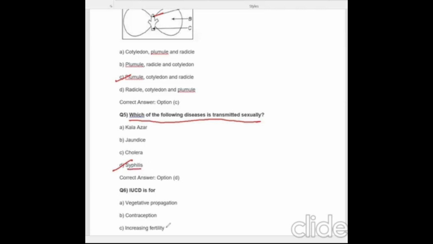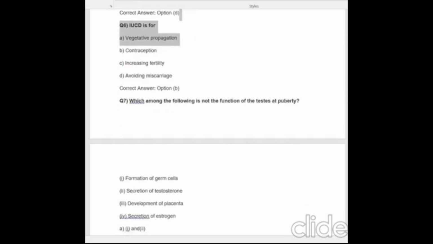Okay. Next, IUCD stands for. So that is the B option, intrauterine devices for contraception. Okay, these are known as IUCDs for contraception. So you are using intrauterine contraceptive devices, like copper T, which are inserted into the uterus. You can see this is the female part.